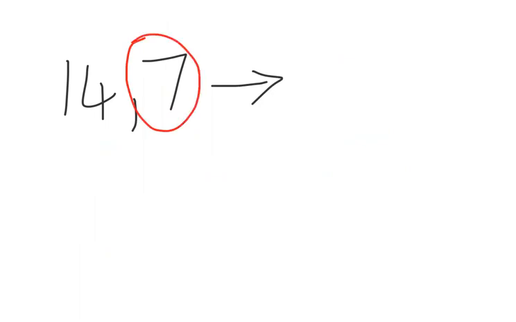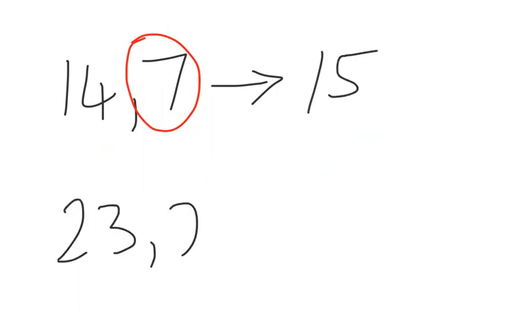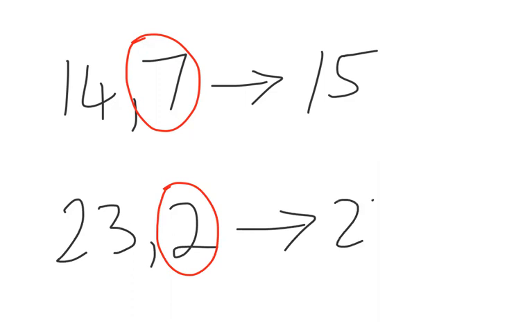Let's do more. 14,7. If you round that up, look at the 7. 7 is bigger than the 5, so that answer is 15. 23,2. This 2 is smaller than 5, so the answer is just 23. Let's do 2 more.